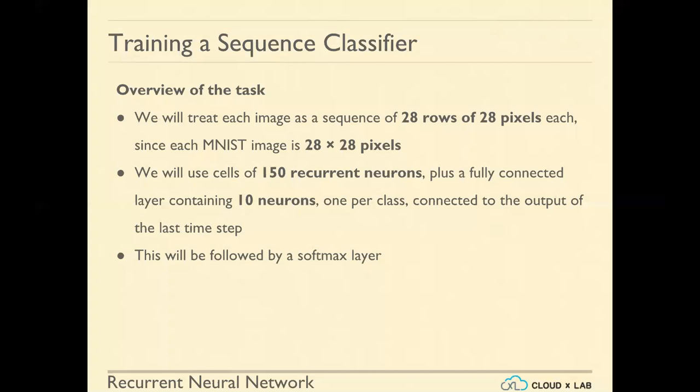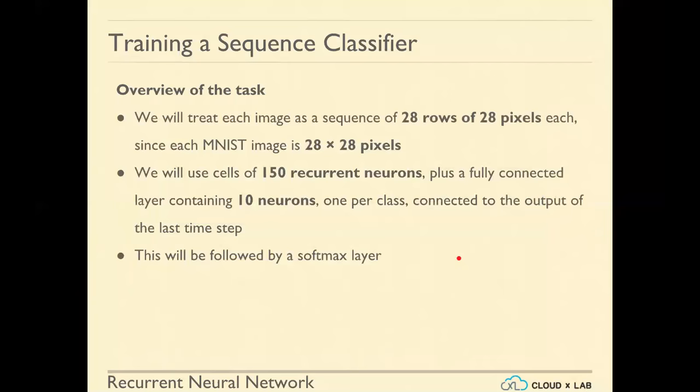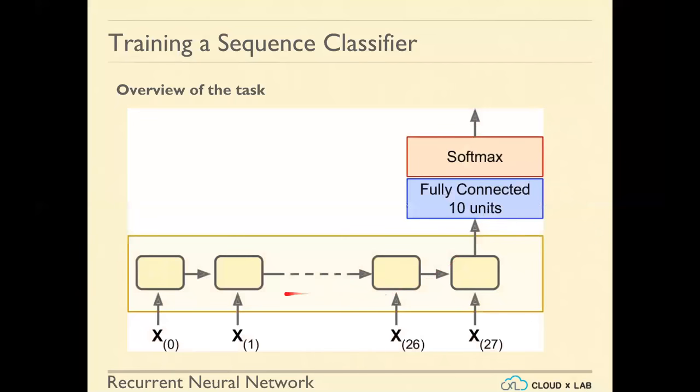This will be followed by the softmax and cross entropy. So this is what is going to happen. This is our RNN here, and these are 150. And then there are 10 units here.